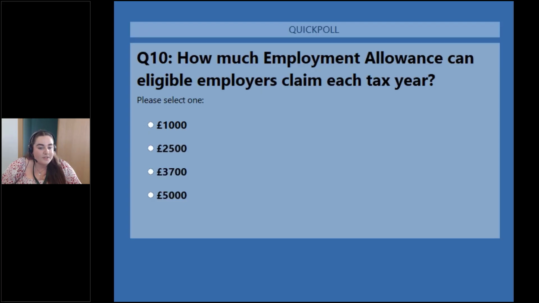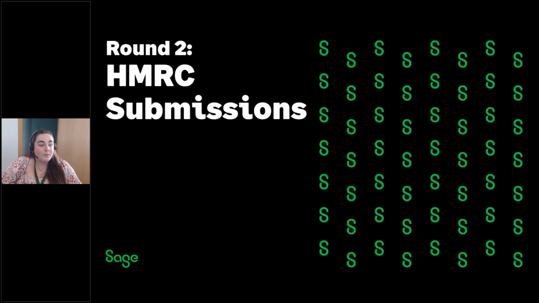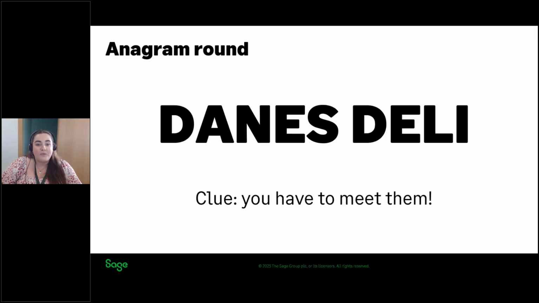Great, again, I'll close this one down. And we will go to the slides now. We'll have a look at the answers. But before we do, have another anagram for this round, which is Dane's Deli. And the clue for this one is you have to meet them. So Dane's Deli. And again, same as the one before, I'll reveal this at the end of the answers. And if you do figure it out, just pop your answer into the chat and we'll see if you get it right. So let's move on to the answers then.